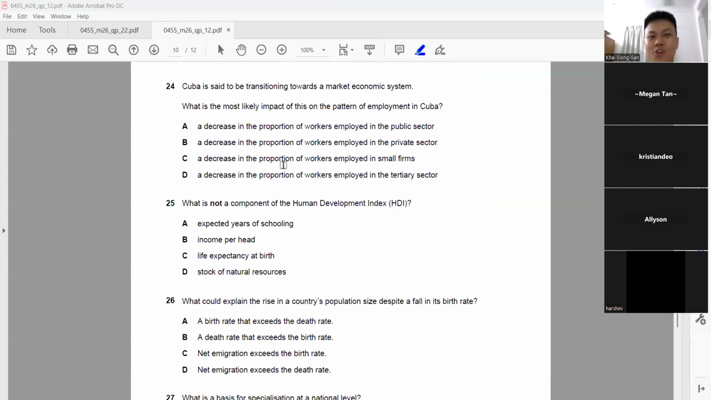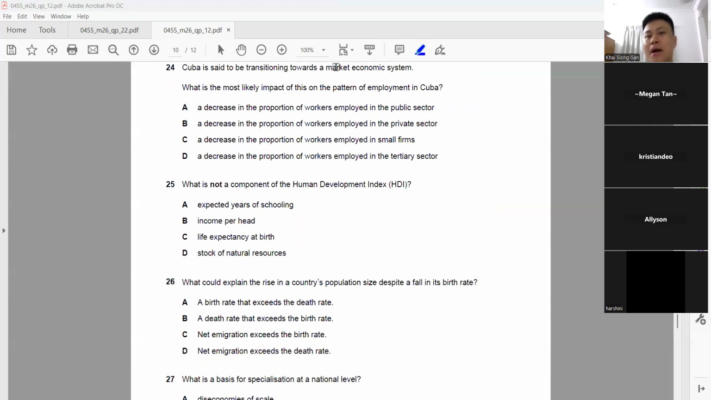24. Cuba is said to be transitioning towards a market economy system from a planned economy, converting into a free market. So what is the most likely impact of this on the pattern of employment in Cuba? They are moving towards a free market. Less people working in the public sector. A is the answer. 24A.